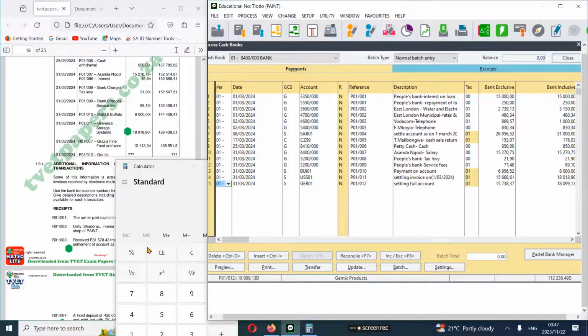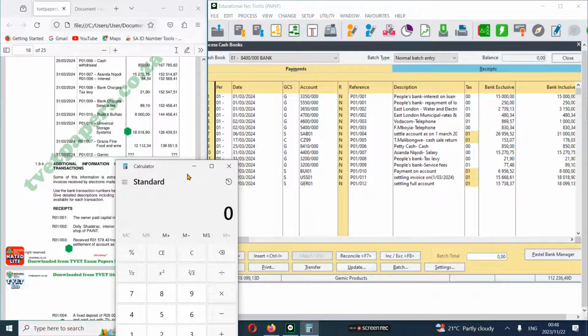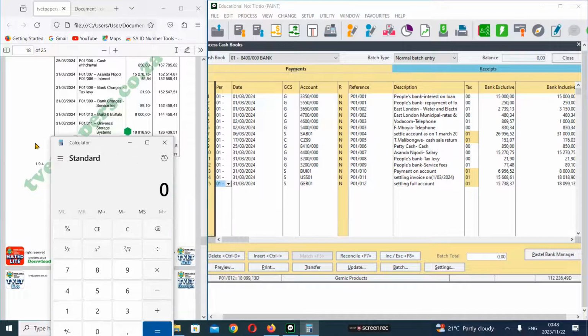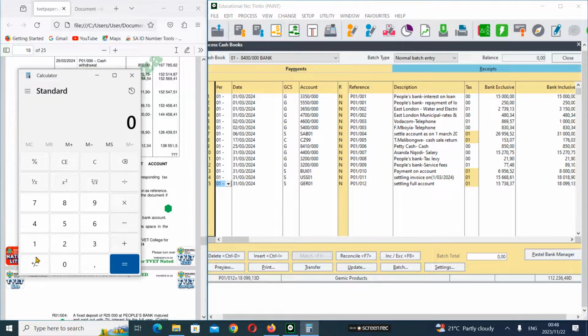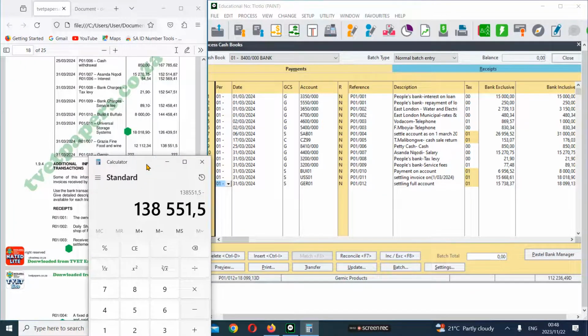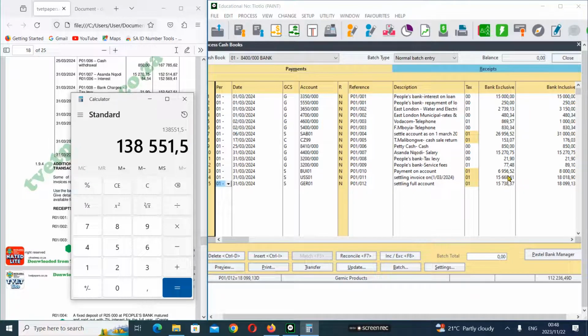Okay, so we need to say 138,551,5 minus the missing value, which is the amount for generic that we calculated, which is 18,099, comma 13. And then we will have this amount.